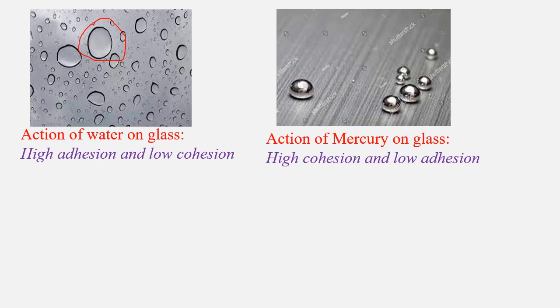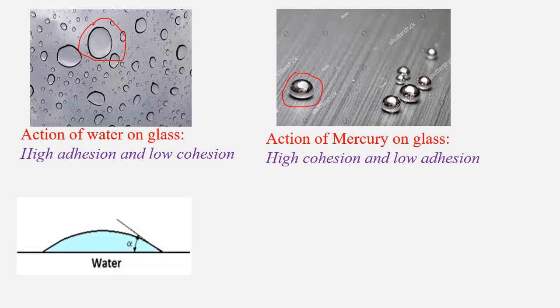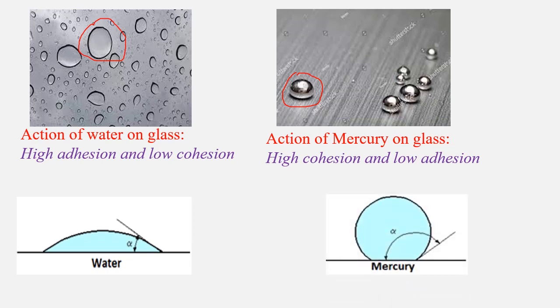On the other hand, let's look at the action of mercury on glass. We can vividly see here that the molecules of mercury did not stick to glass. They don't wet glass. Rather, the molecules are held together, forming spheres of balls. This is as a result of high cohesion when compared to its adhesion. And so, from this, we see that water wets glass. On the other hand, mercury does not wet glass.